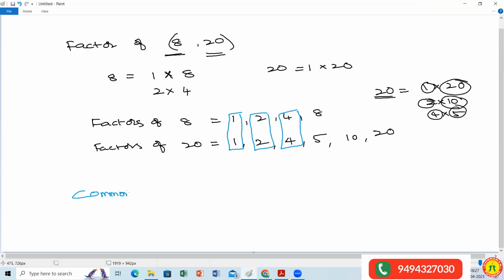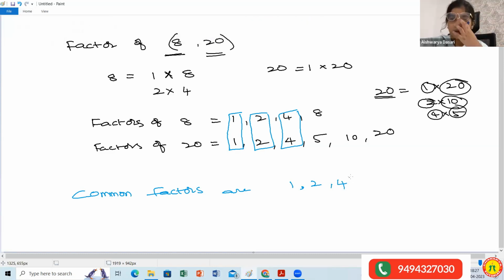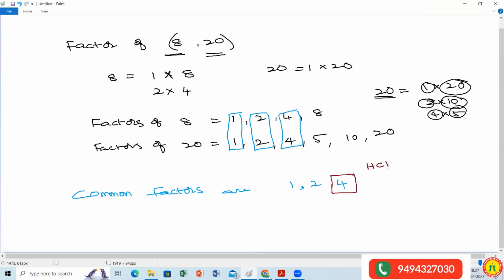So let me write the common factors: 1, 2, 4. In this, which is the highest common? 4. Yes, this is the highest common. We can call it HCF, or highest common factor. The short form is HCF.